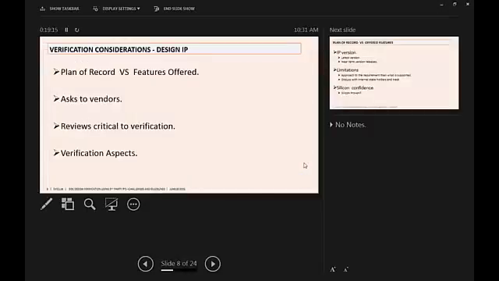So we have, as I said, verification IP as well as design. In the design IP, I'm trying to cover some of these issues: plan of record with the features offered, asked to vendors, reviews to critical verification aspects. Some part is a challenge, some part is also a guideline that we can use.